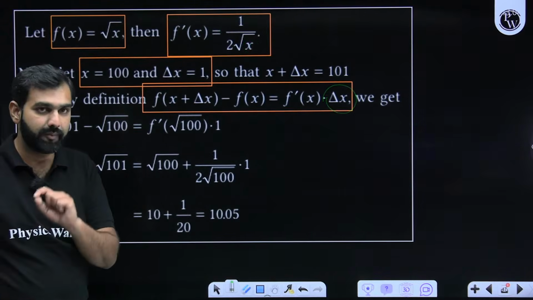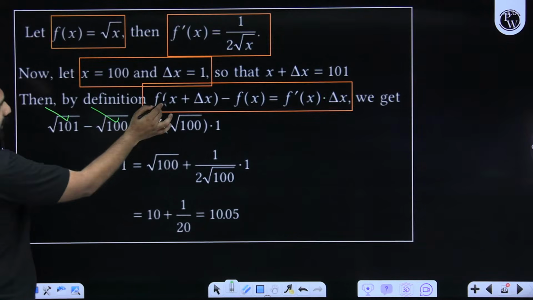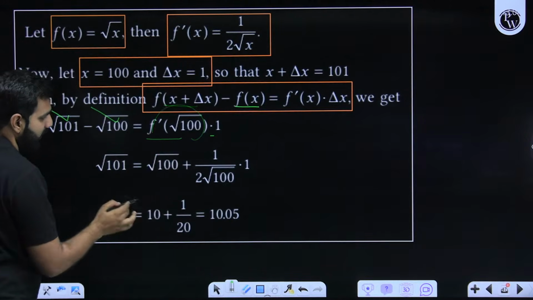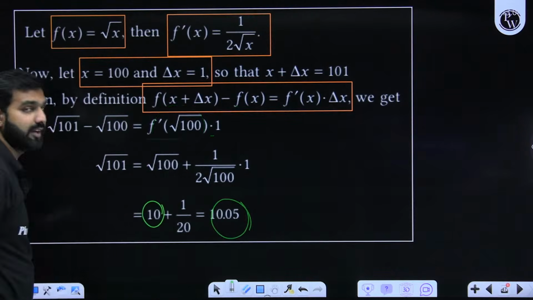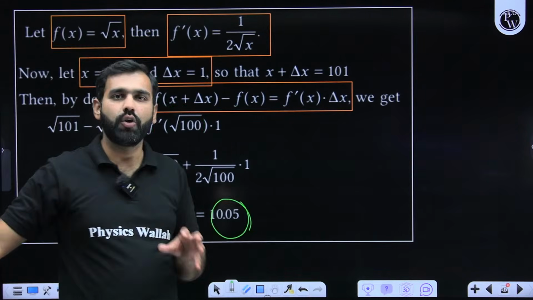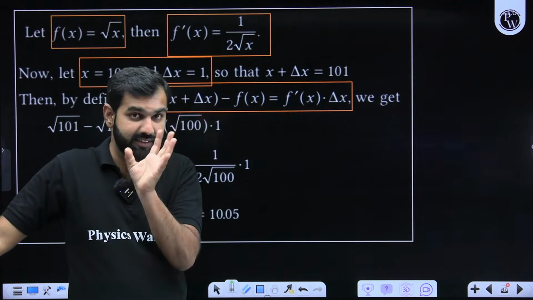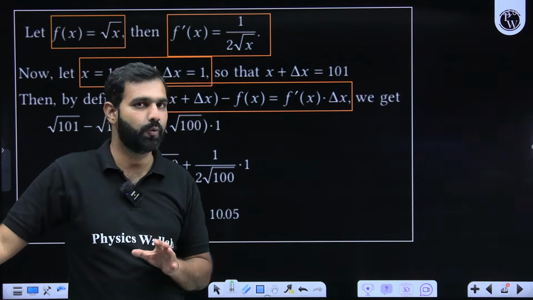So del x was 1. With that, under root 101 minus 100, that is f(x + del x) minus f(x), will be this into this. We can figure this out by putting the values there, and ultimately, with some simple calculation, you reach the conclusion of 10.05. This is the approximate value of under root 101. So when approximation comes into the picture, this is how you do the calculations. Are we clear on that? Can we move ahead from here?